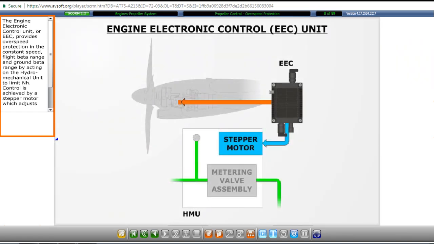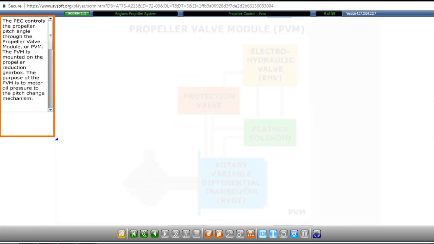The Engine Electronic Control Unit, or EEC, provides overspeed protection in the constant speed, flight beta range, and ground beta range by acting on the hydromechanical unit to limit NH. Control is achieved by a stepper motor, which adjusts the fuel flow commanded by the HMU.